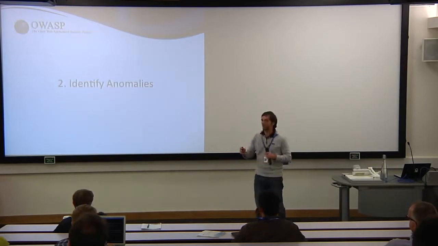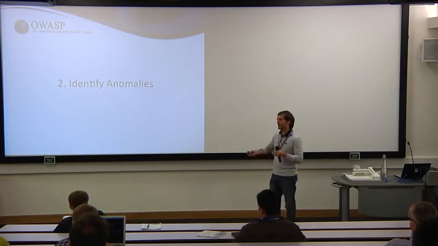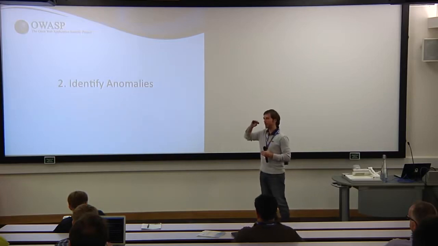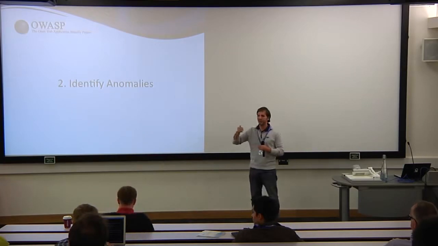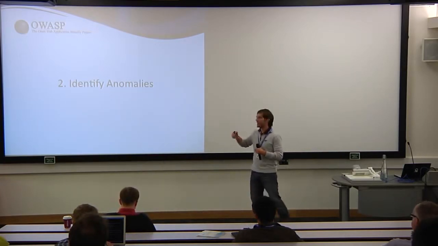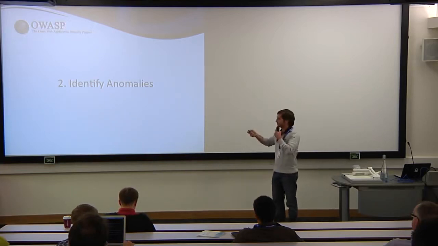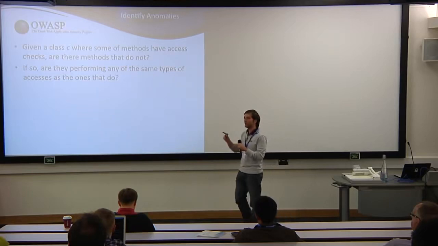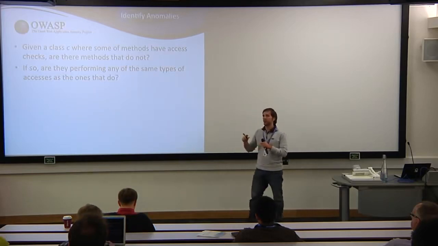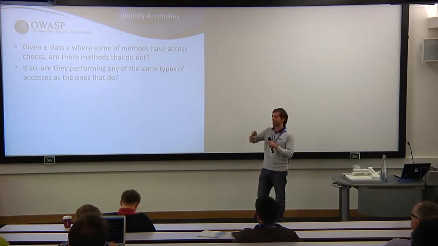So, second step: we now have a specification, right? We have a list of all the methods that are being protected and a list of all the operations that are contained within those protected methods. So now we are going to find anomalies. Given a specific class where we have found protected methods, we are going to look for other methods that are not protected, and we are going to look for the operations within those methods.